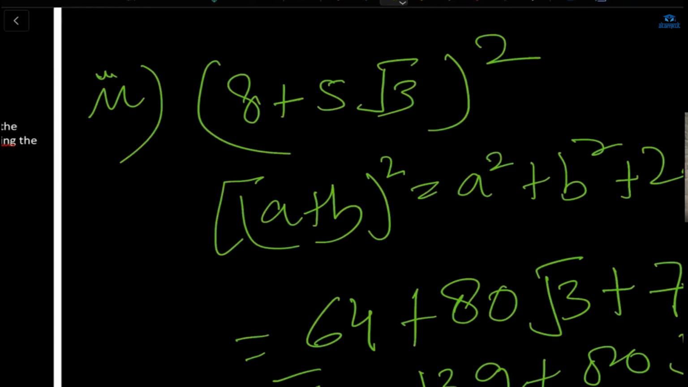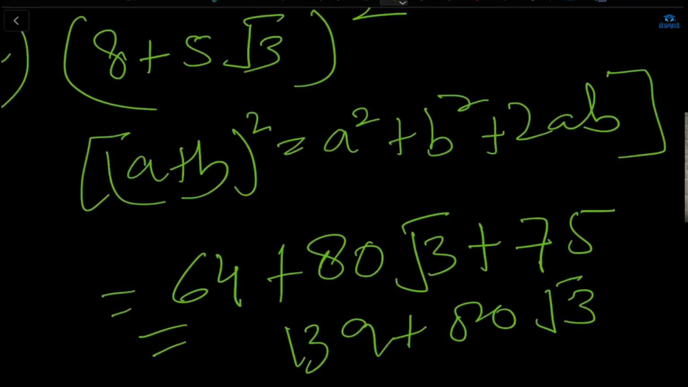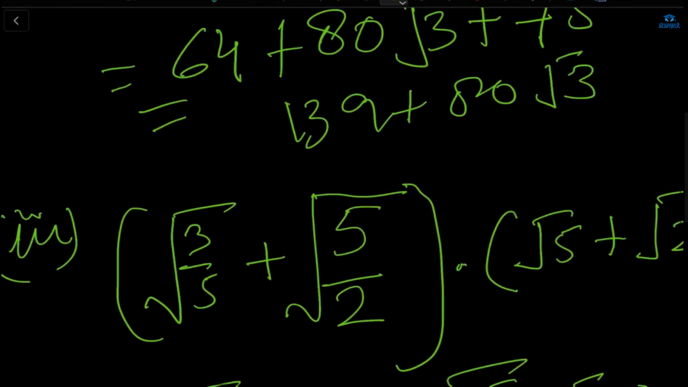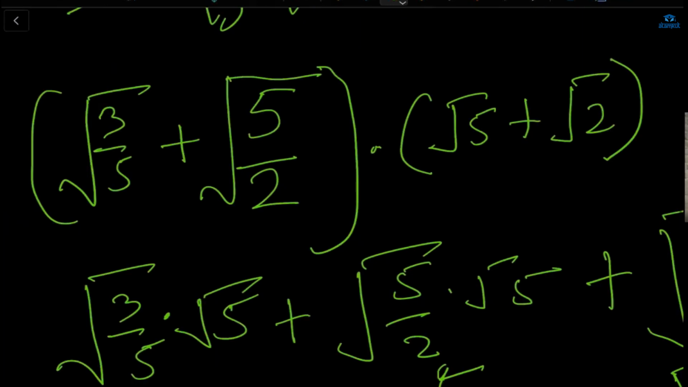So I have used this particular formula and I have put the value of a as 8 and b as 5 root 3. Okay, and a square, 8 square is 64, b square, 5 5s are 25 into 3, because root 3 square will give you 3 only. So 25 into 3 will give you 75, and 2ab, 2 multiplied by 8 multiplied by 5 root 3 will give you 80 root 3. Okay, is there any doubt again? No, ma'am.